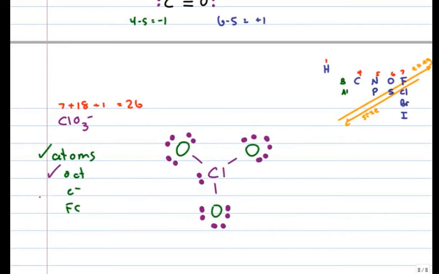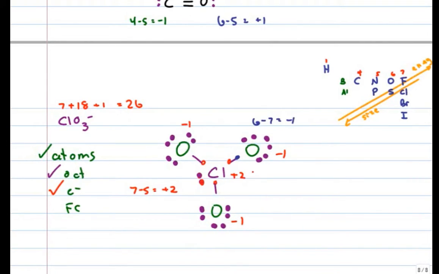The electrons are good, but now let's take a look at the formal charge. Oxygen should have 6. Each one has 7. 6 minus 7 is -1. So we have a -1 here, -1 here, -1 here. What's going on? Well, chlorine should have 7. Directly attached, we have 1, 2, 3, 4, 5. 7 minus 5 is +2.